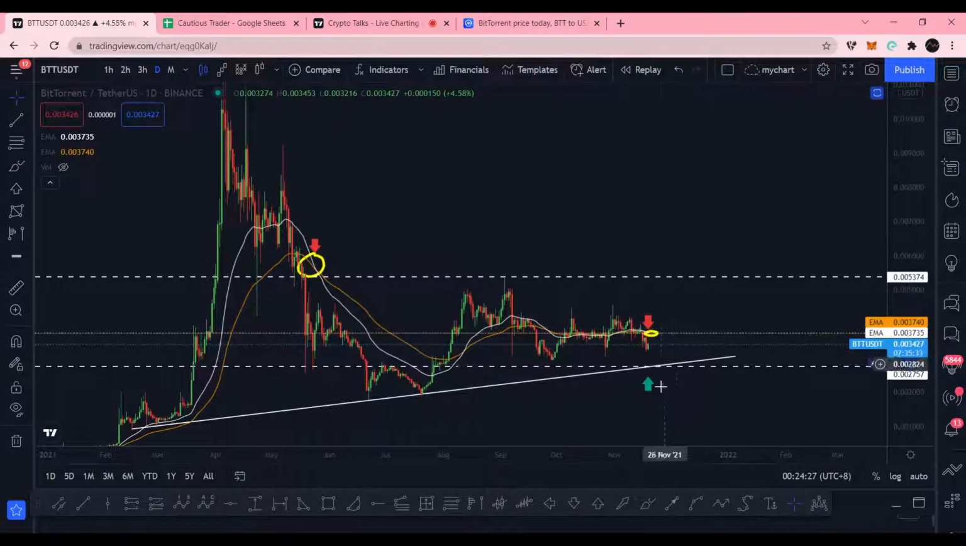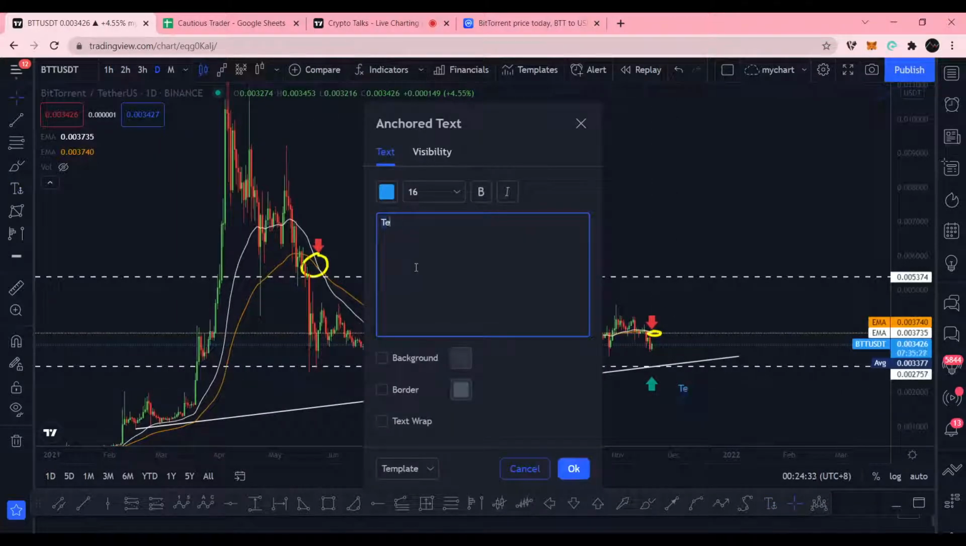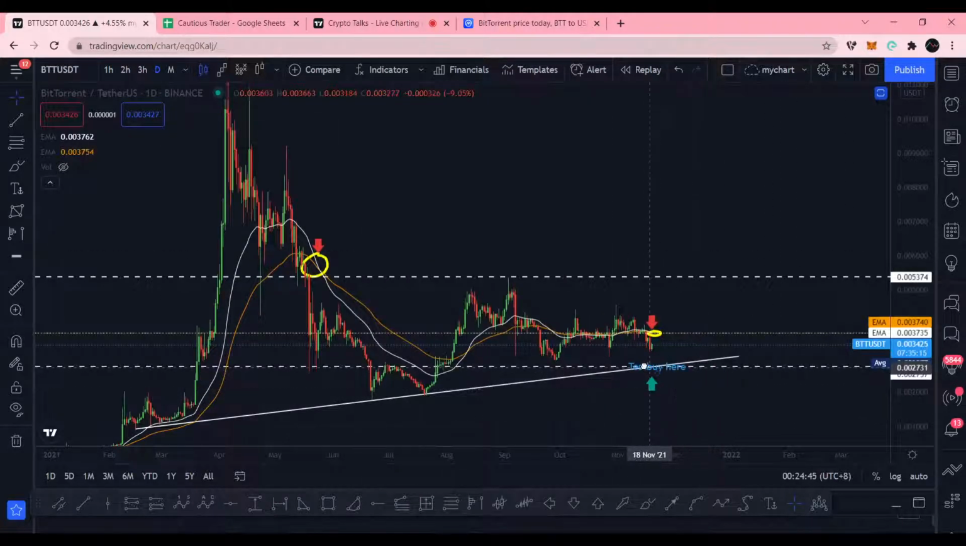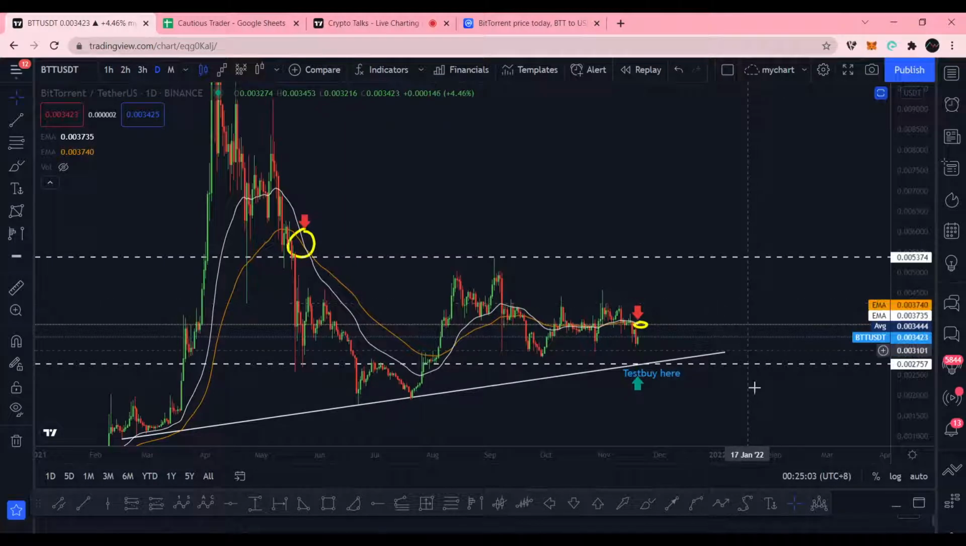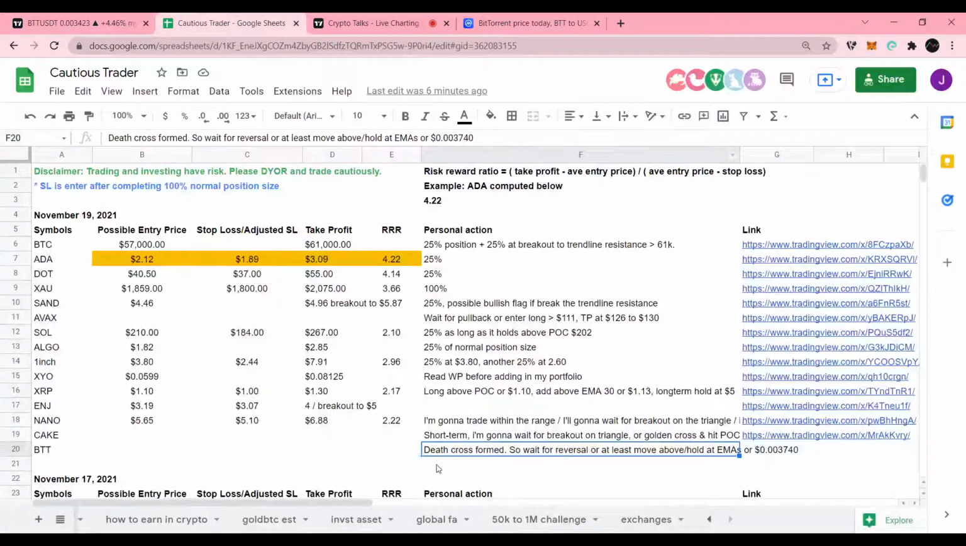So maybe I'll try to buy here. Also, aside from that, I might test buy at this level. At least this or this one, I'm going to test buy here. Because how many times has it already been retested? 1, 2, 3, 4, 5. So I think this might be a strong support area. So I'd test buy there, or test buy at 0.002757. So that cross formed.